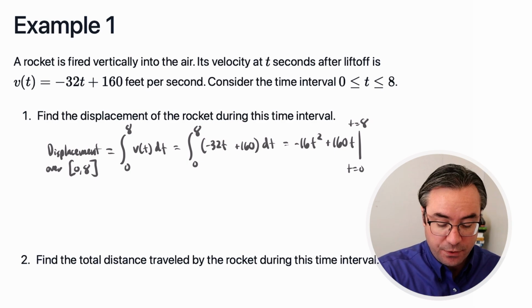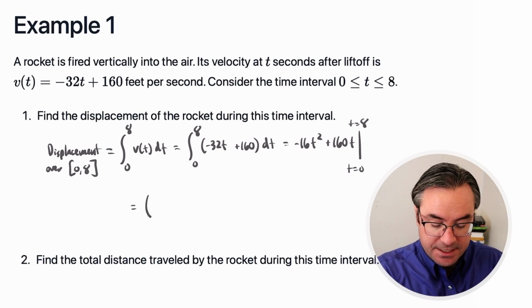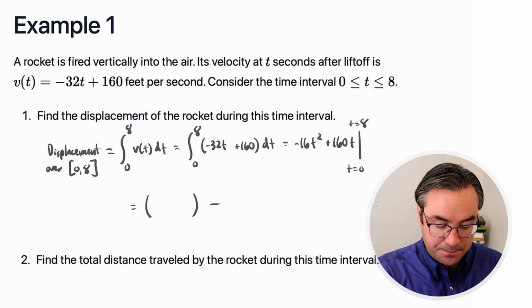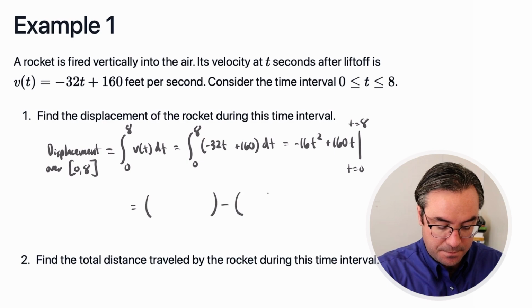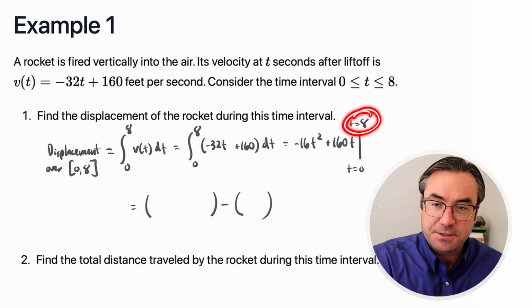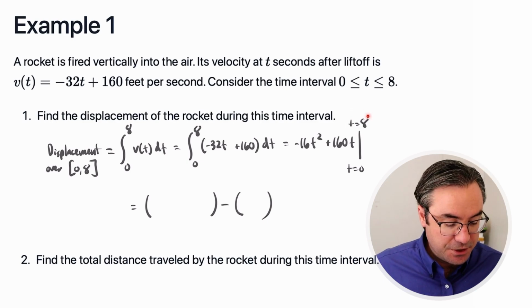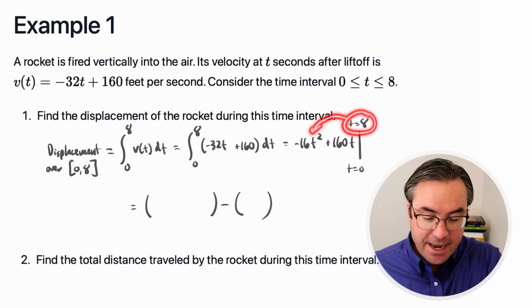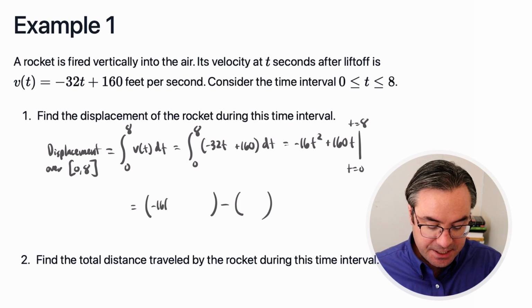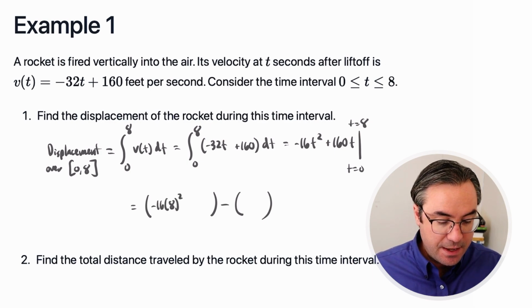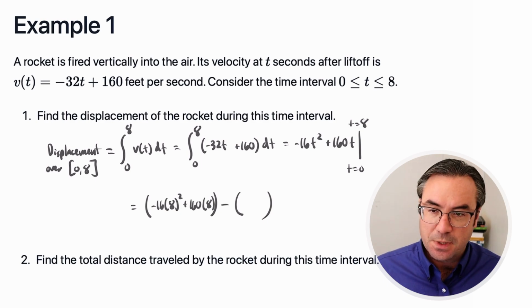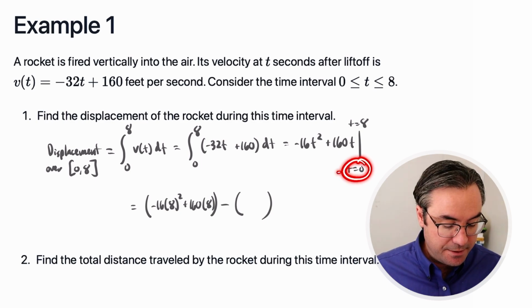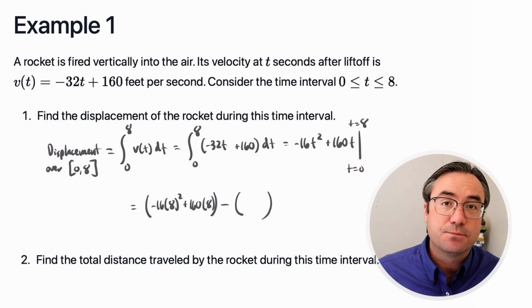All right, so we do the evaluation, set up our parentheses. The top number gets plugged in first. So plug in 8, and we get negative 16 times 8 squared. And then we plug in 8 here, we get 160 times 8. And then when we plug 0 in, we get some powers of 0, so just 0.